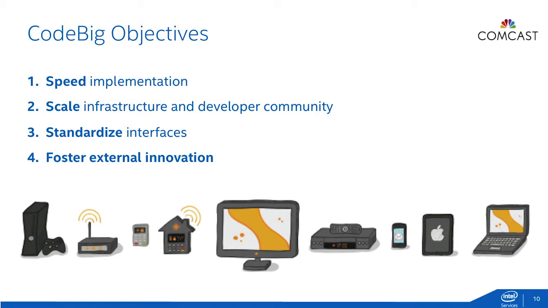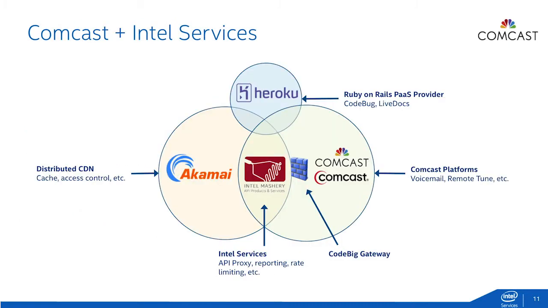So, next slide. Just quickly, I want to go over the CodeBig architecture using Mashery. So we have Akamai. It's a combination. CodeBig is basically a combination of Akamai, Mashery, and Heroku. We use Heroku for things like the Portal, Live Docs, and tools. And we have a combination of Comcast, right? So this is just to give you an overview of what CodeBig is.